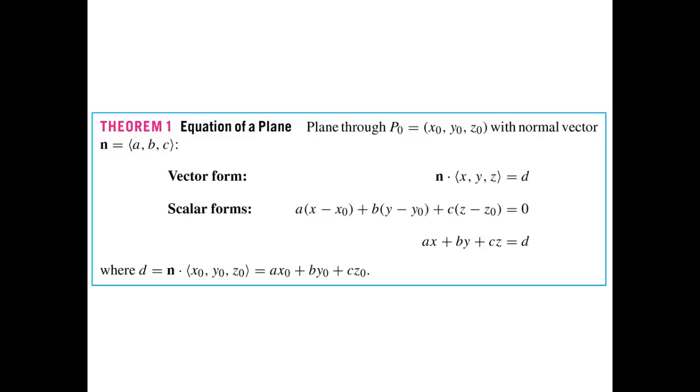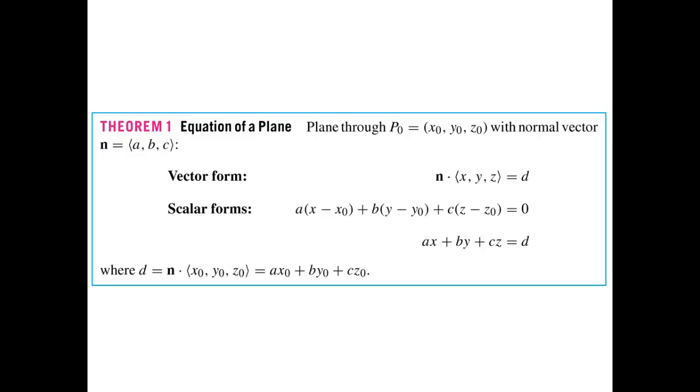The scalar form, and by the way, x, y, z is any point in that plane. a, b, c are the components of the normal vector, and the dot product of those two things is always constant. That's not quite said properly, but yeah. Okay, the scalar form of that.